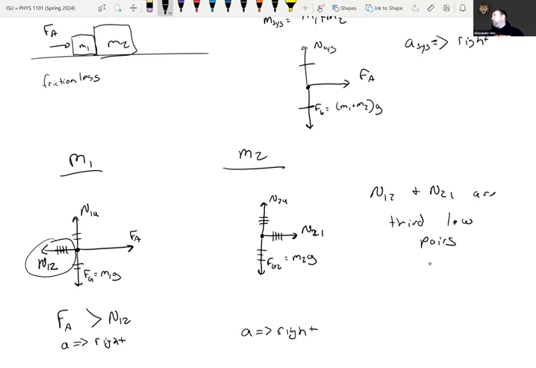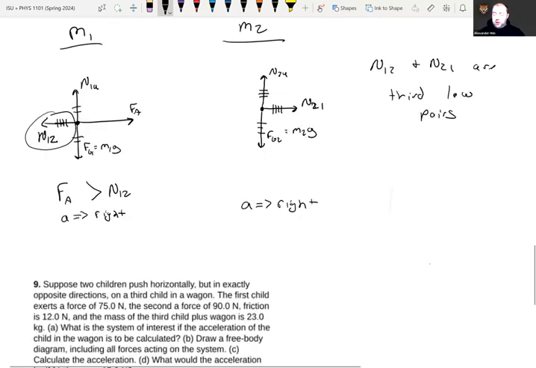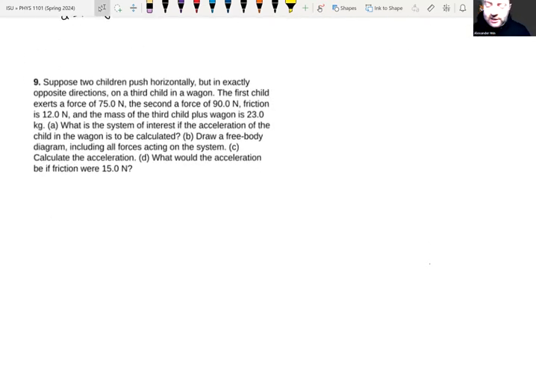All right. Next thing I wanted to do was go through some of the problems, and here is the one that I believe I did incorrectly the other day. So we'll do this one again. Suppose two children push horizontally, but in exactly opposite directions, on a third child in the wagon. First child. So we said before our system was basically the wagon plus child.